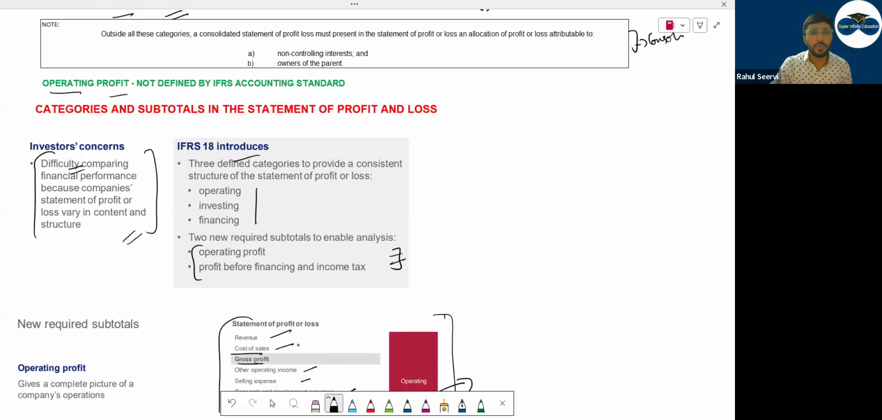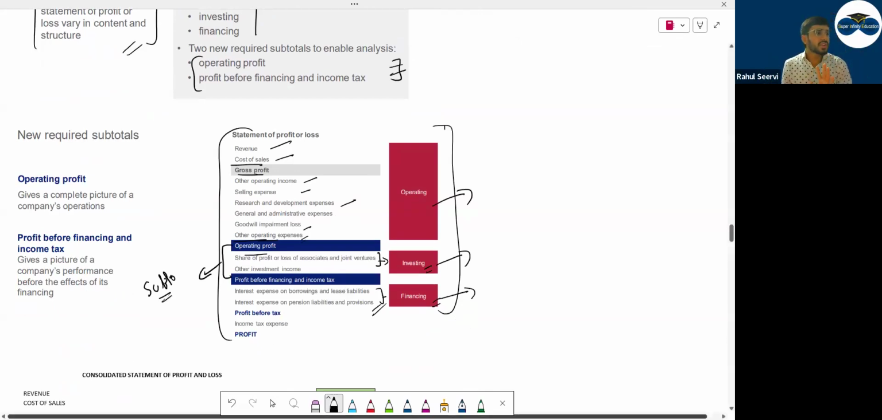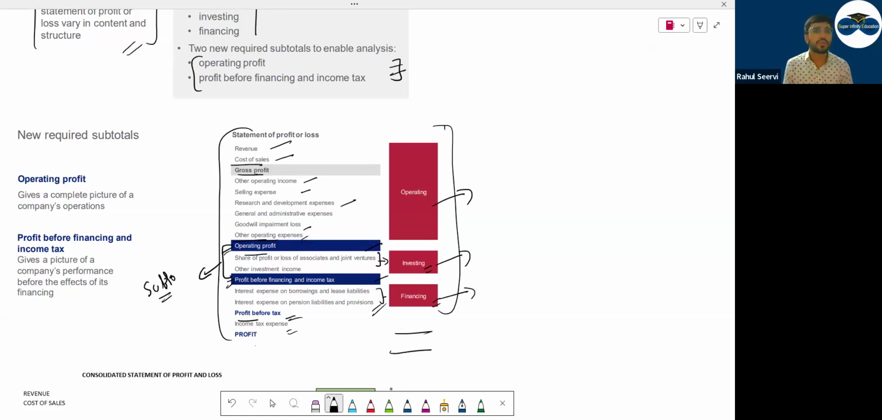So IFRS 18 has 3 categories and these two subtotals are required: operating profit and profit before financing and income tax. Can you see these two things? These are the two important subtotals which should be there whenever you prepare your P&L. Do understand, when you have a question in section C, you should write down these two subtotals. If you miss anything, your format is wrong, you'll lose marks. Then you can write profit before tax, income tax expense, and the profit for the year. And as mentioned, statement of profit and loss is prepared for the year. Balance sheet is prepared as at or till the date.